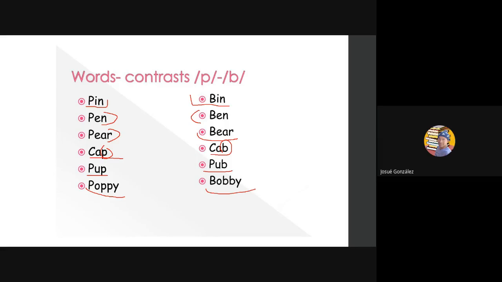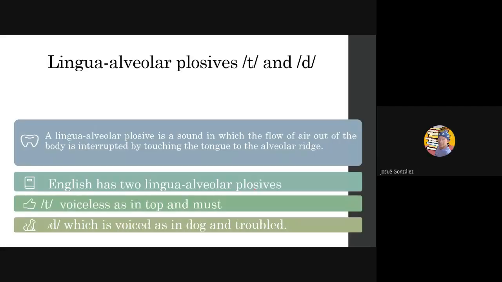Good. Excellent. Now we pass to another subdivision of the stops. We have the lingual alveolar plosive or the lingual alveolar stop. Here we have two sounds.